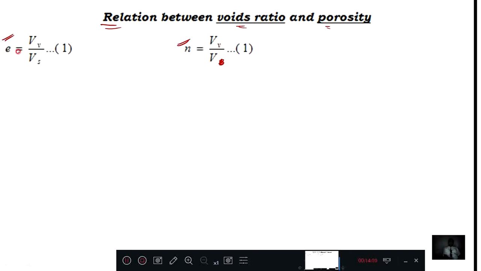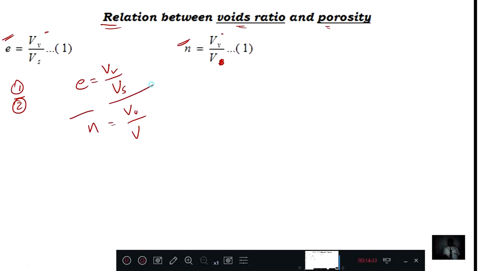Now the common term you can see is that the numerator here is Vv, and here also the numerator is Vv. Therefore, what we will do is divide equation 1 by equation 2. If I do, e equal to Vv by Vs and n equal to Vv by V.